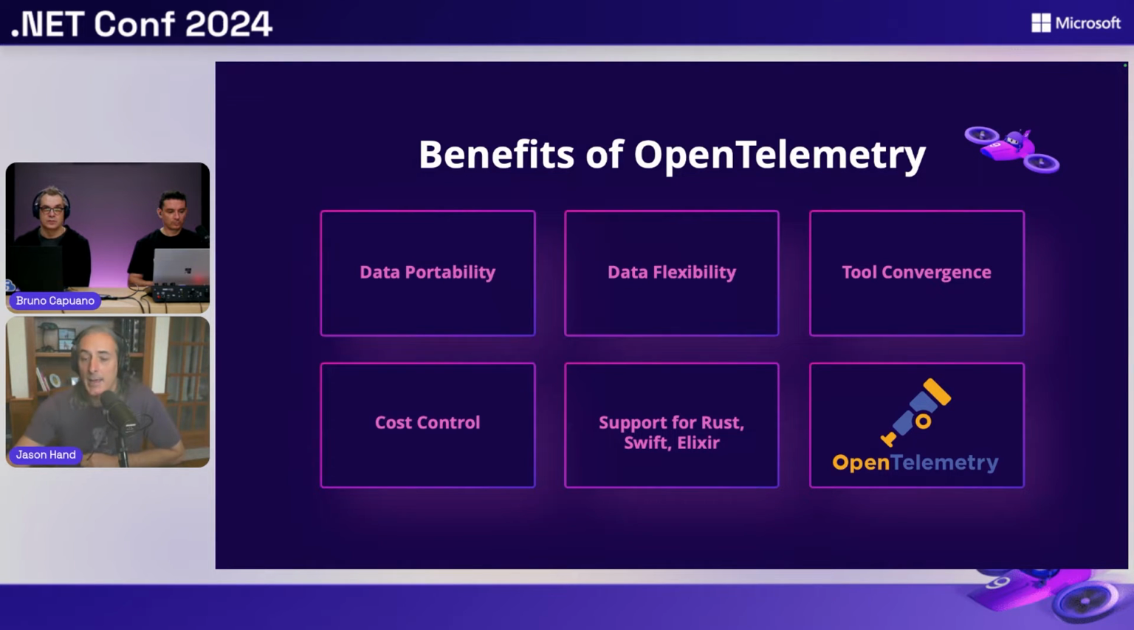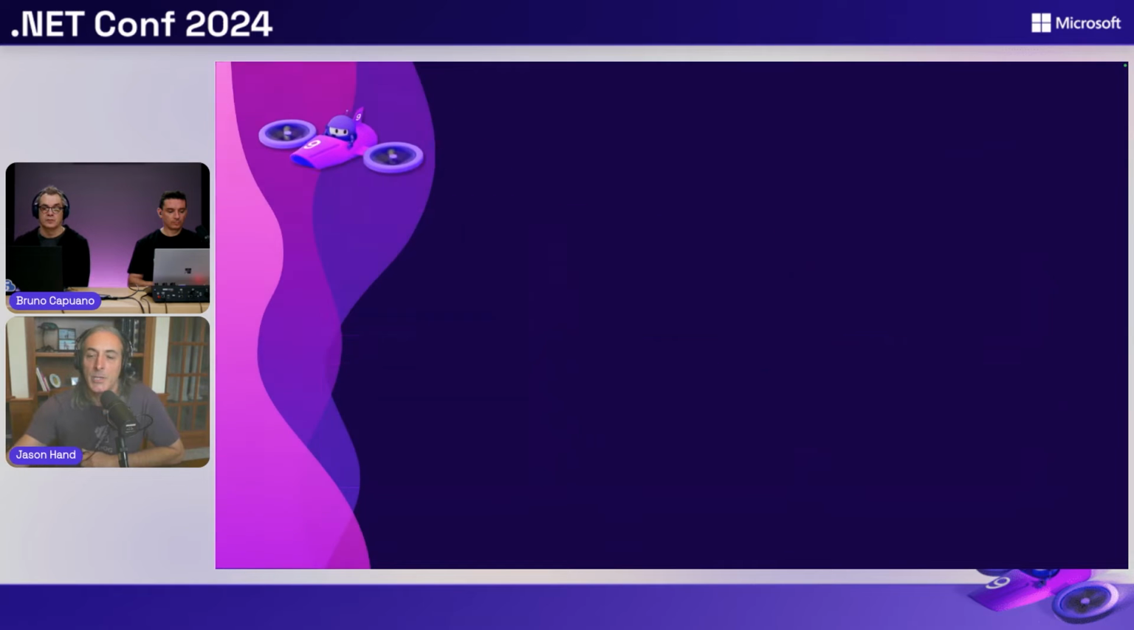And then the last one I have here is that there's just a lot of really great support for some of the newer, more modern languages that are out there. Rust, Swift, and Elixir are a couple of examples. So those are really the big benefits that I think most people are talking about when they're switching to OTel or using OTel in general.